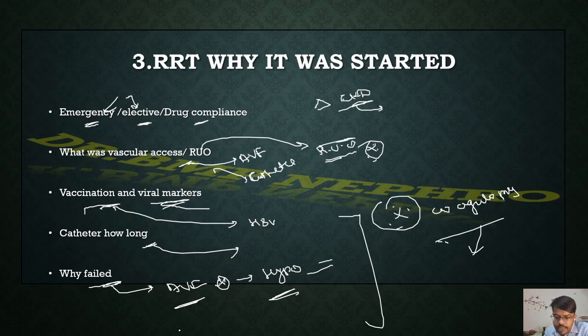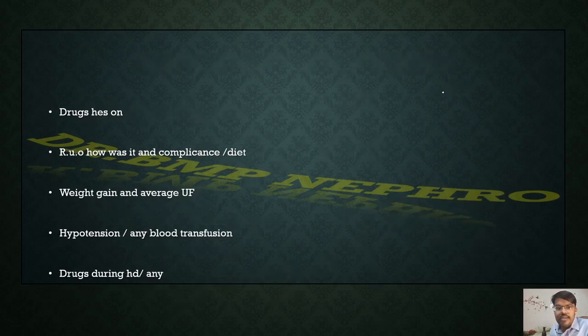Multiple AV fistula failures might be seen in diabetes. That is also an important factor, because post-transplant you have to think of sugar control. There is a chance of post-transplant diabetes that might lead to graft dysfunction. So these are all the things you have to ask with respect to RRT at the time of starting.